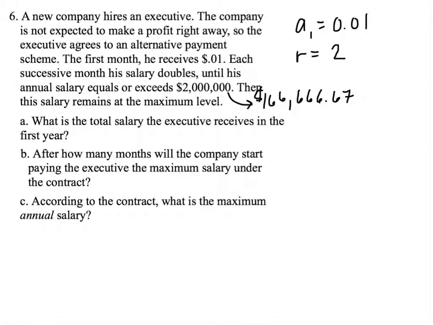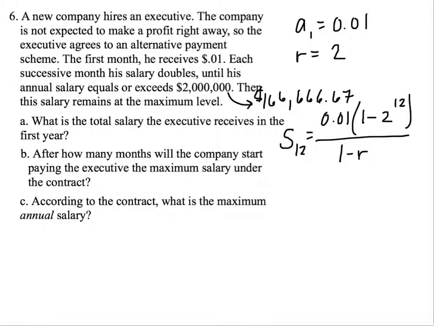What's the total salary the executive receives in the first year? So in order to figure that out, I'm going to need my series formula, 12 months worth, 1 penny for the first month, 1 minus r to the 12th power, r to the n, over 1 minus r.